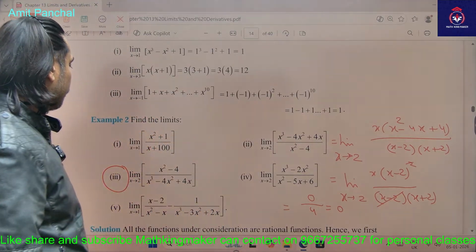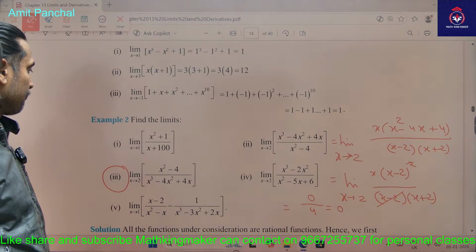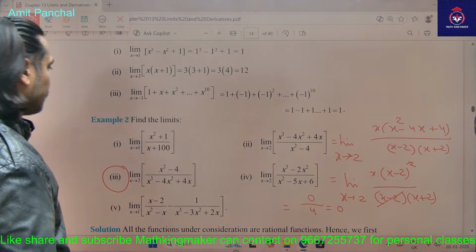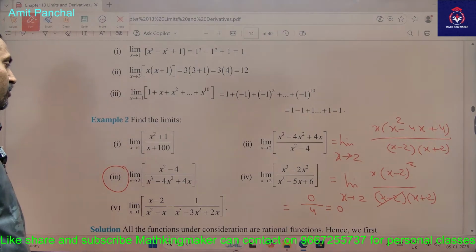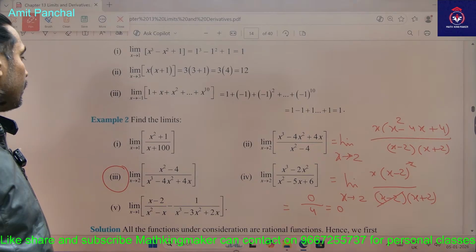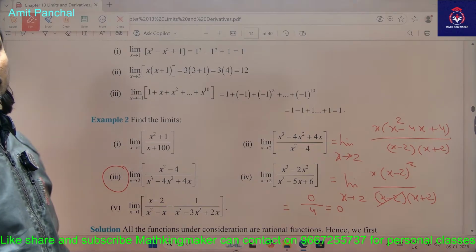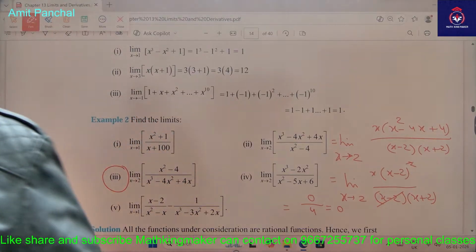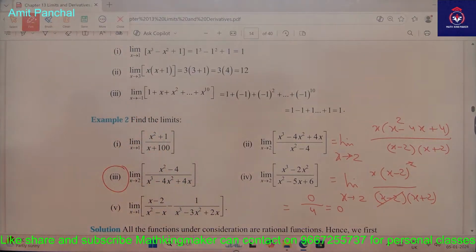Sir, I did, sir. Once, can you check in the answers? Yeah, 4 by 0. If you're getting it 4 by 0, that means undefined. There's no way you can define it. After factorizing only, it's coming 4 by 0 again. So it is undefined.